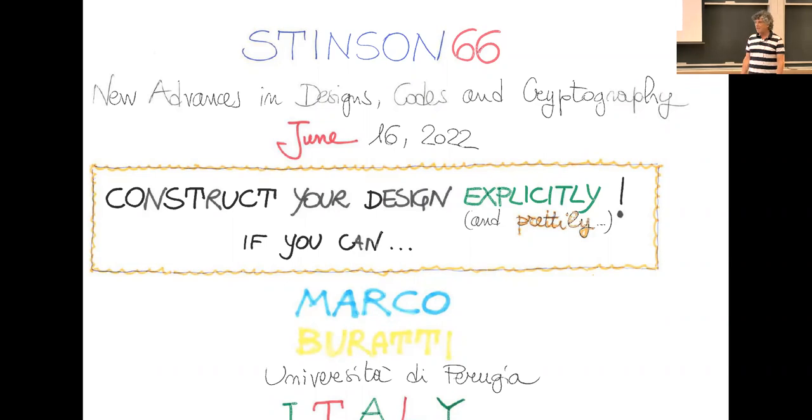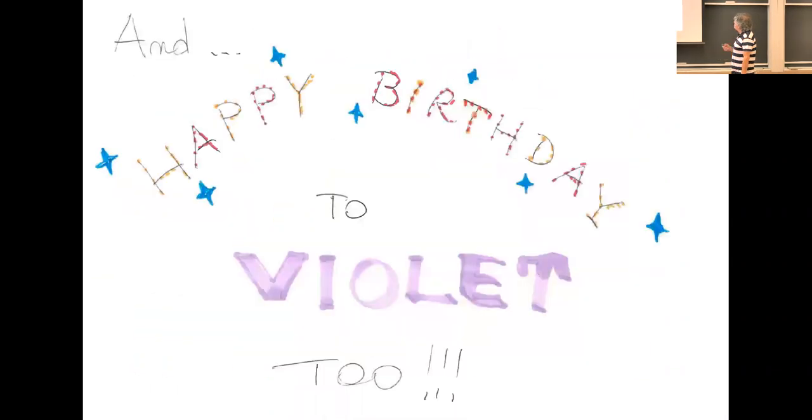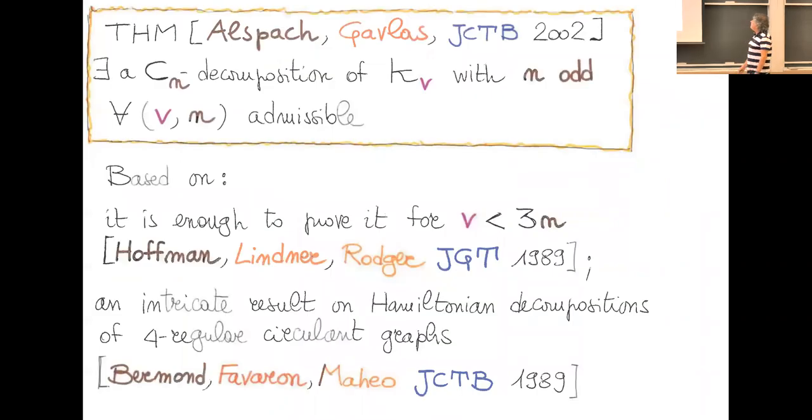So it makes sense to look for explicit constructions. Here I would like to speak about the explicit construction of which I'm most proud. It is about cycle decompositions of the complete graph. The related problem has been completely solved by Alspach and Gavlas for the odd case, and by Sajna for the even case. Hi, Mateja, I saw you before. She was there. Mateja Sajna for the even case.